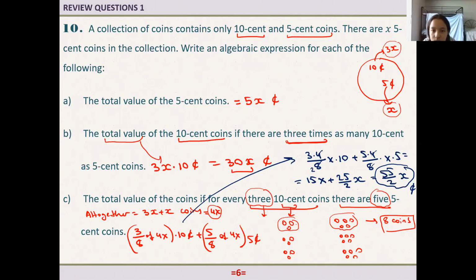It's a nice question, because really, especially the last part, Shahina, you need to try to understand. That's really important, because you're going to see this kind of question a lot. The total value of the coins, if for every 3 10-cent coins there are 5 5-cent coins. What does it mean? The last question is very important.